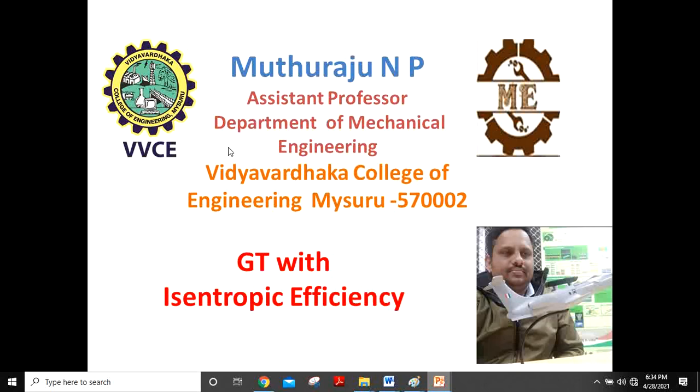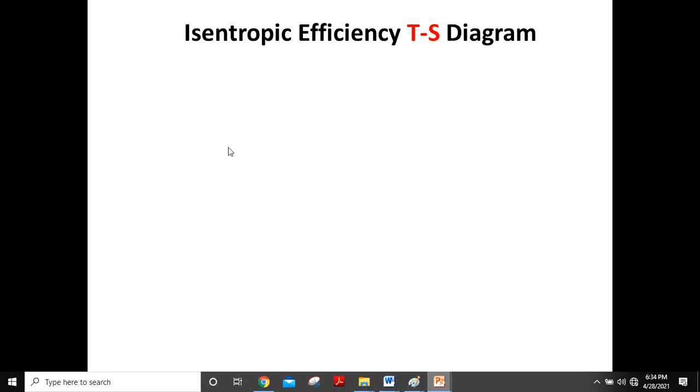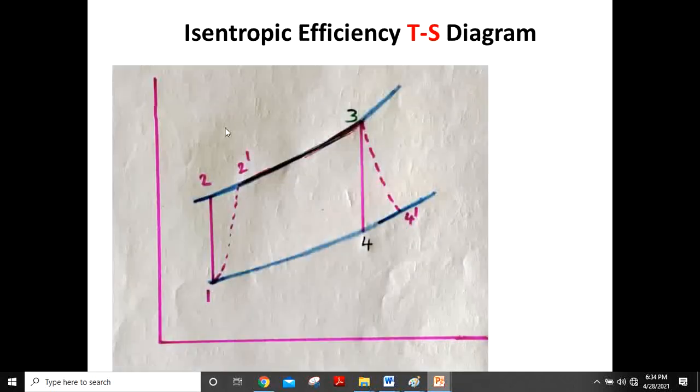Now I will explain about the gas turbine with isentropic efficiency. The isentropic efficiency diagram is given. It is like this: T and S. If isentropic efficiency is given, actual compression always deviates from the isentropic work. It could come here. Why? Because the compression work will be taken more.